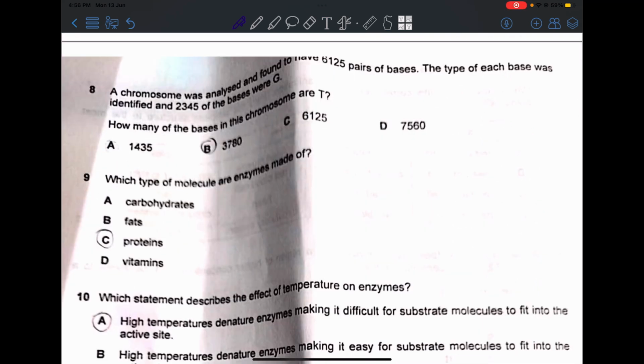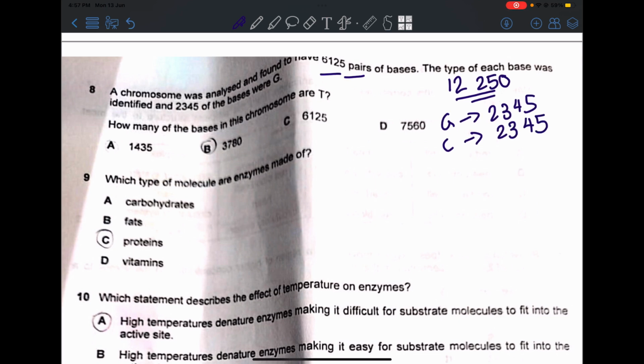Number 8, a chromosome was analyzed to have 6,125 pairs of bases. So over here, pairs means we're going to be multiplying this number, 6,125, times 2 because they said pairs. So the total is going to be 12,225. So this is the new number that we have got. The type of each base was identified and 2,345 of the bases were G. So over here, G is 2,345. Now C is also going to be 2,345.